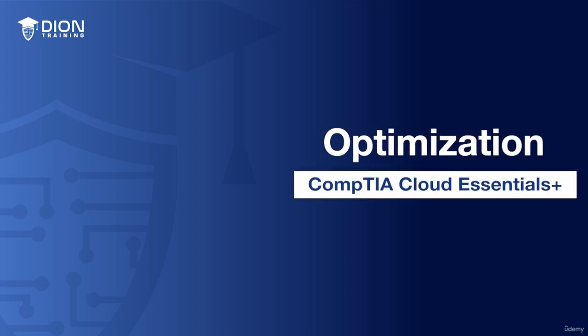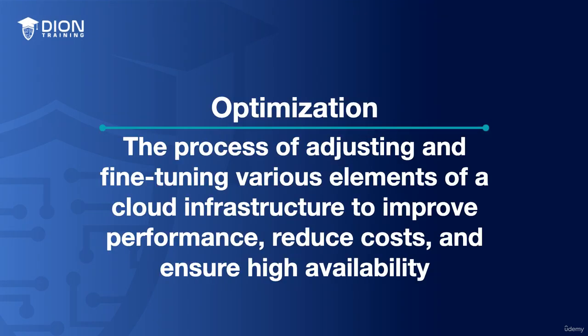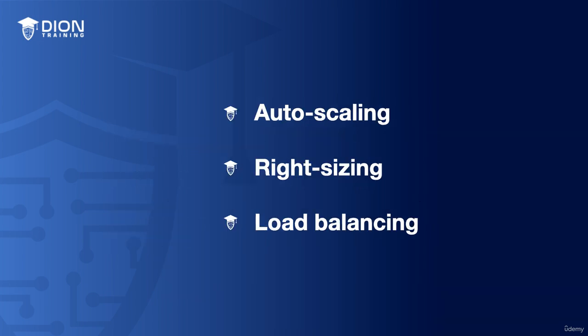In this lesson, we will explore optimization in the cloud. Optimization is crucial for ensuring that cloud resources are being used effectively and efficiently. Optimization in cloud computing refers to the process of adjusting and fine-tuning various elements of cloud infrastructure to improve performance, reduce costs, and ensure high availability. Optimization involves three key components: autoscaling, right-sizing, and load balancing.